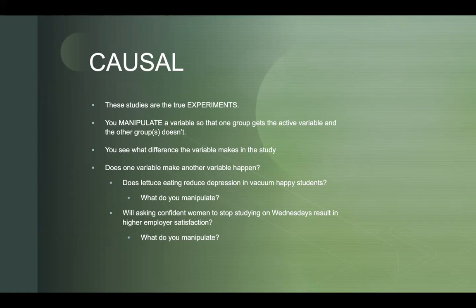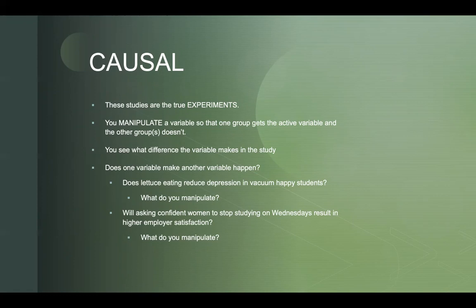Does one variable make the other variable happen? So for example, does lettuce eating reduce depression in vacuum happy students? You can imagine, what kind of groups do you have to set up then? You need some students that are not vacuum happy, and you need some students who are vacuum happy. And maybe they all need to be depressed, although how you can be depressed and vacuum happy, that might be a little tricky. And then you have to see if lettuce eating makes a difference in their level of depression. So you might look at only vacuum happy students who are depressed, and see if eating lettuce makes a difference.